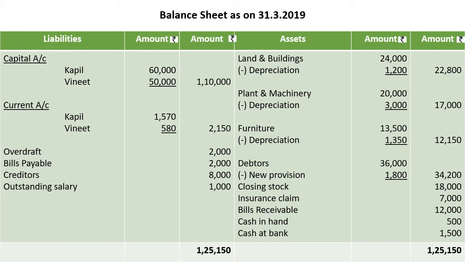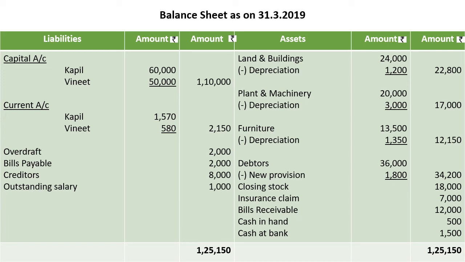Finally, we have to prepare balance sheet. Now look at the liability side. Capital balances have to be brought down from their capital account. For Kapil 60,000 and Vineet 50,000. So total capital amount is 1,10,000. Next, current account balancing figure. We have prepared current account. From that, balances we have to bring it here. So Kapil 1,570 and Vineet 580. Total 2,150. Next, from the question trial balance we have to bring the remaining items.